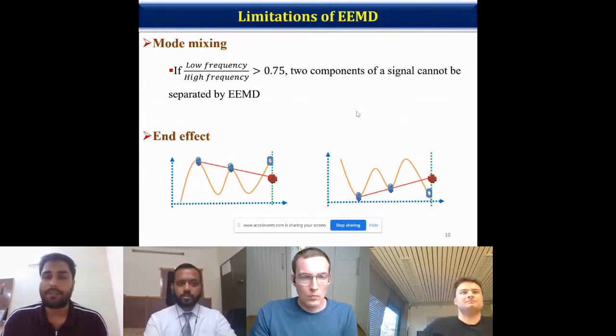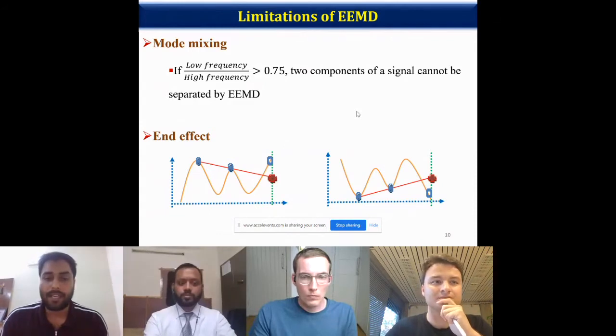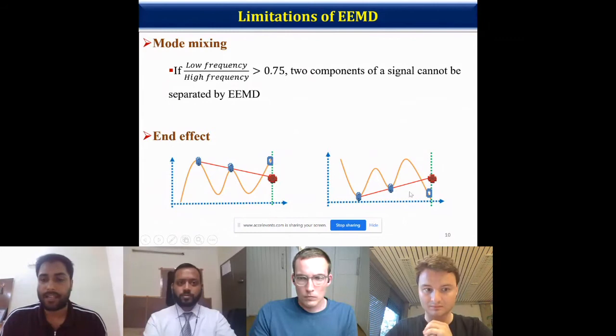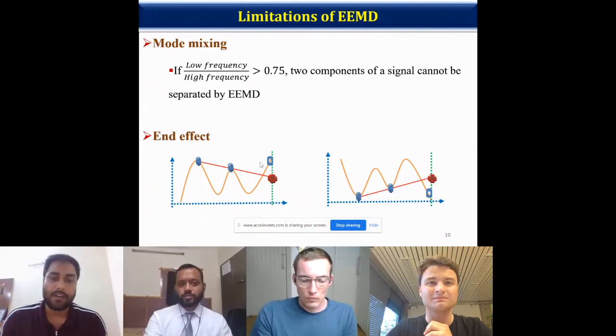Actually in EMD we use a spline function to fit our mode, but here, as we can see, the mode should end here, but it ended here. In the same way it always ends here. So that is the end effect, meaning that at the end point, the IMF or intrinsic mode function does not plot exactly on the point. That is the end effect problem.